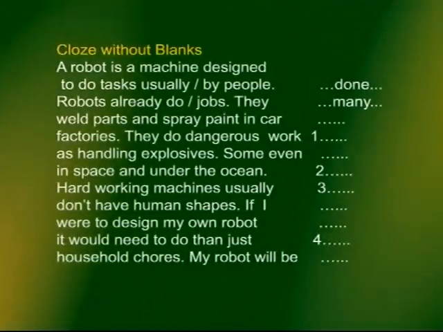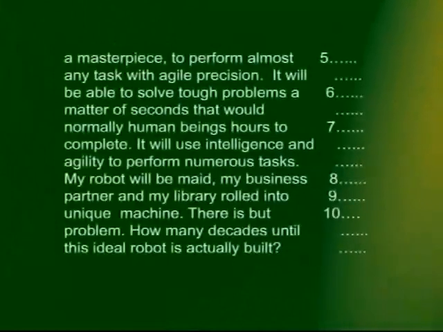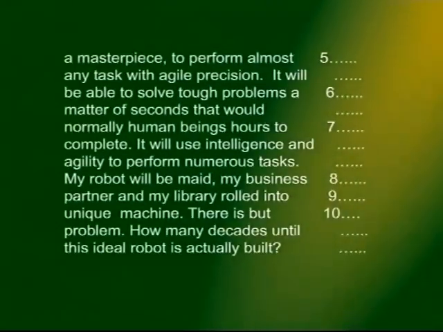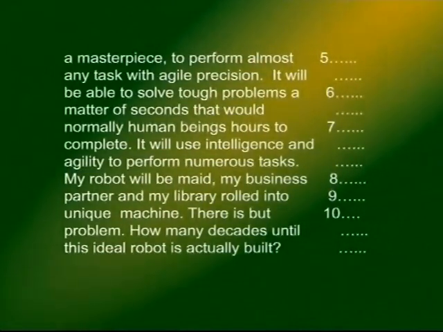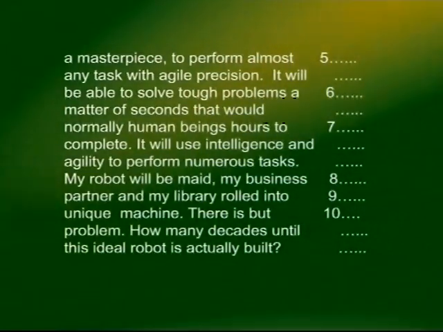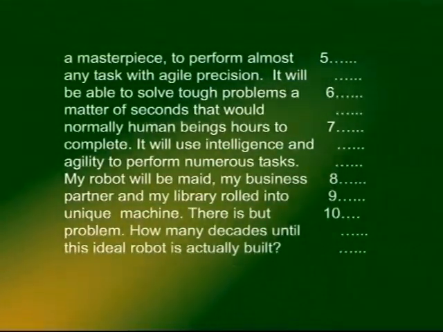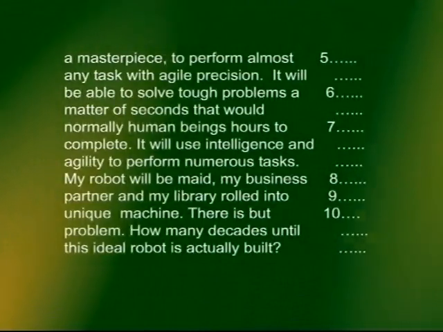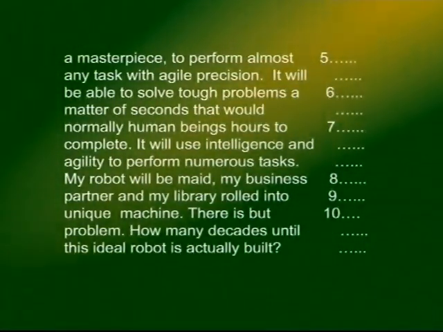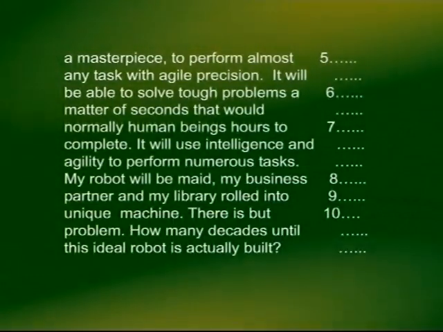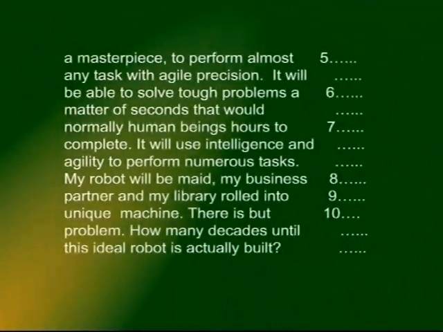In the same way, my robot will be a masterpiece to perform almost. Now there is something wrong with that sentence. My robot will be a masterpiece, and you put a slash between masterpiece and to, and the word would be able. My robot will be a masterpiece, able to perform almost any task with agile precision.